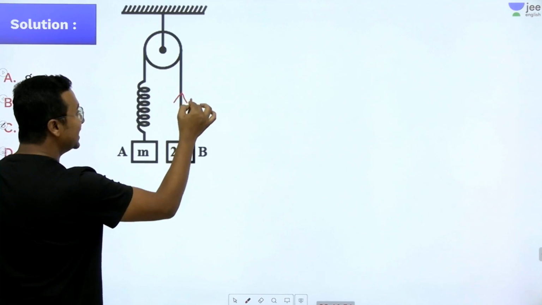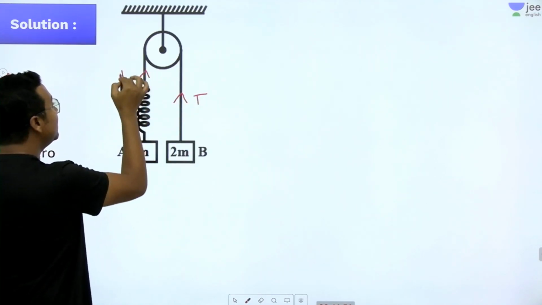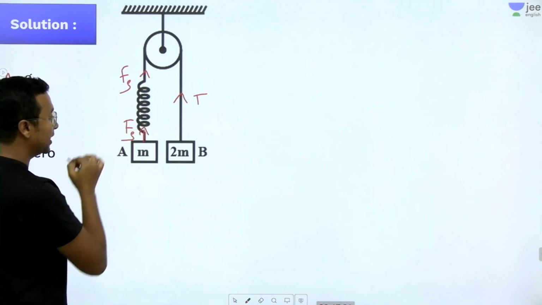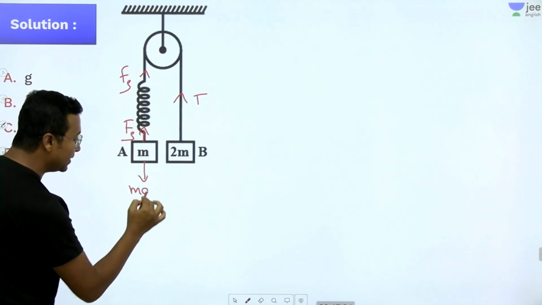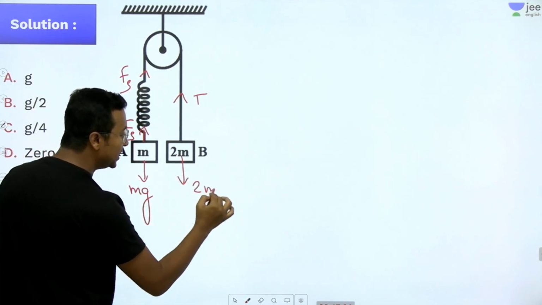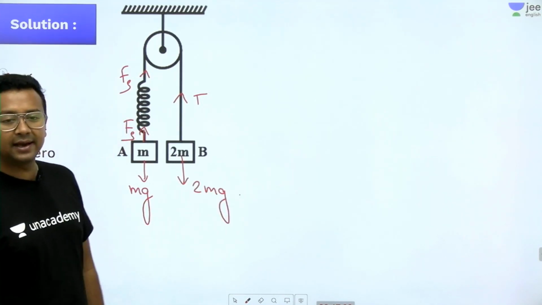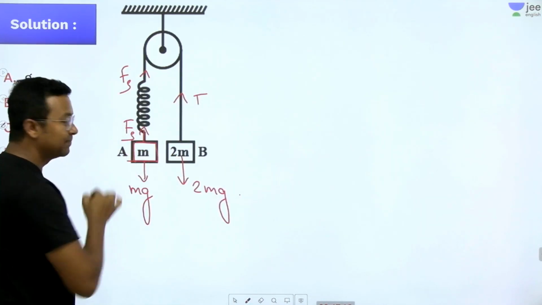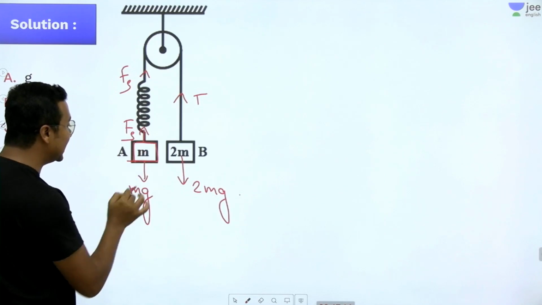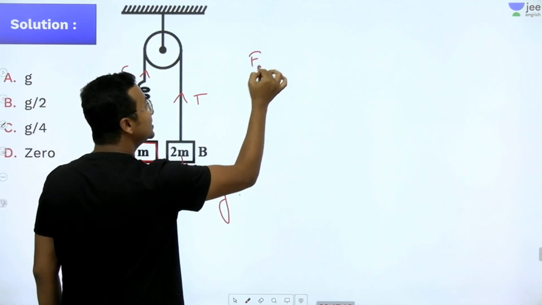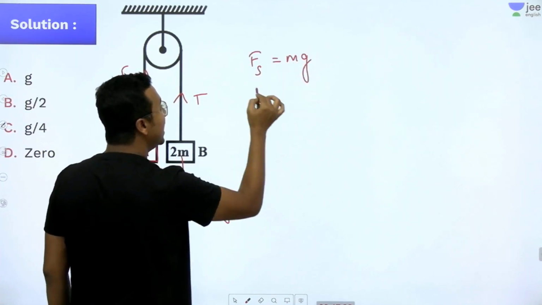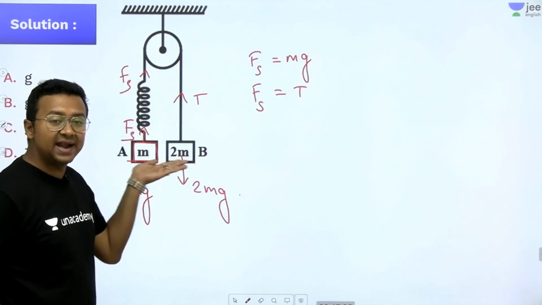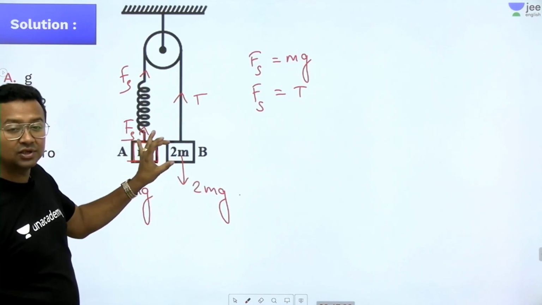So tension will be T. This will be spring force. On the block also spring force in this particular direction. Mg will be in the downward direction and 2 mg in this particular direction. Clear enough? Now they are saying this was at rest. Listen to it very carefully. This was at rest. That means Fs would have been equal to mg and Fs is also equal to tension. And when you remove the hand, what is the net force acting on this 2m?